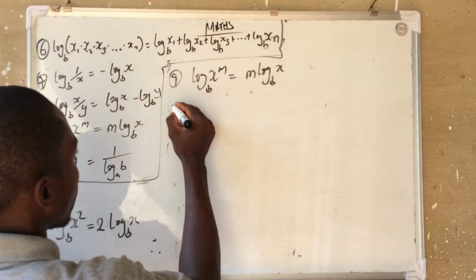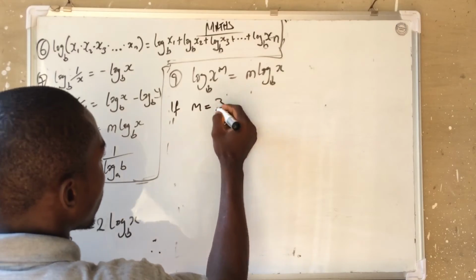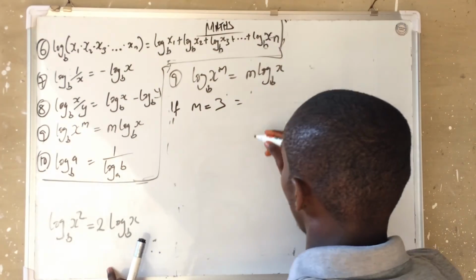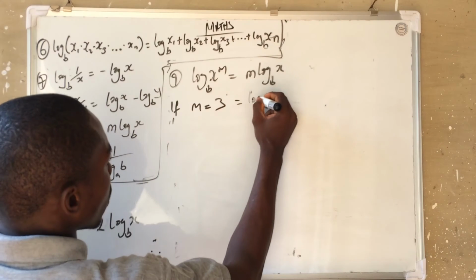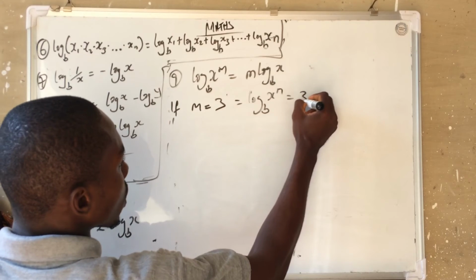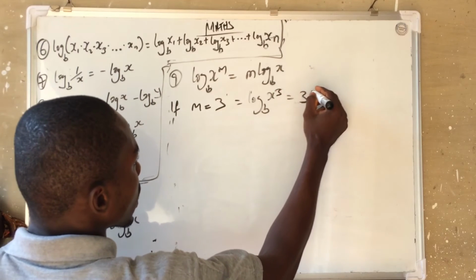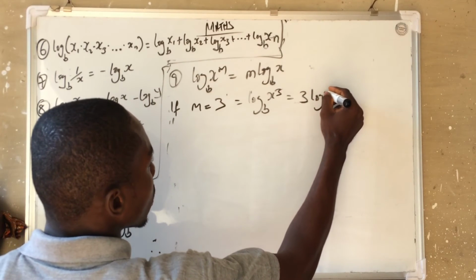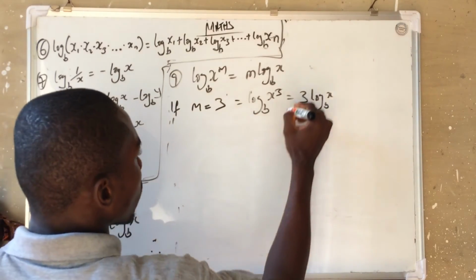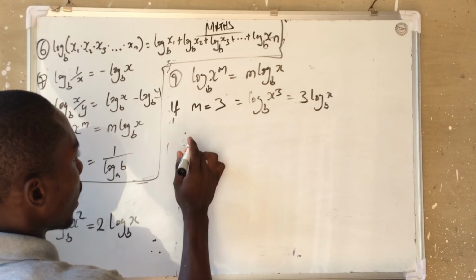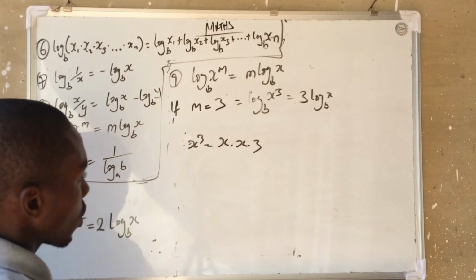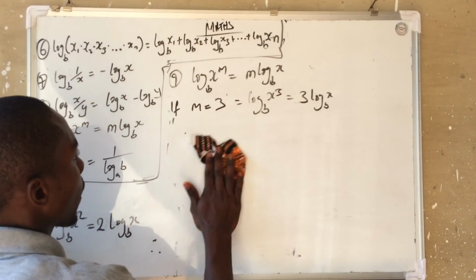Now say if m is equal to 3, what are we going to get? We have that log base b of x^m is equal to 3 log base b of x. Now you know that x raised to the power 3 is equal to x multiplied by x multiplied by x. So that's what we are going to use to solve that.